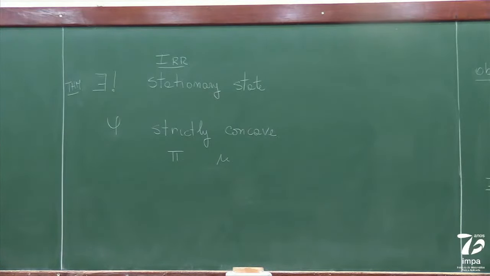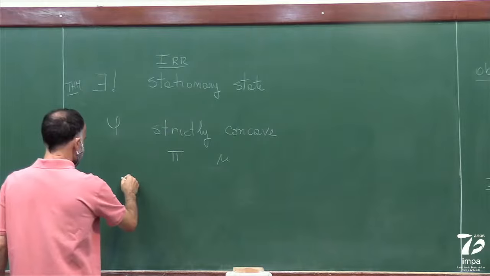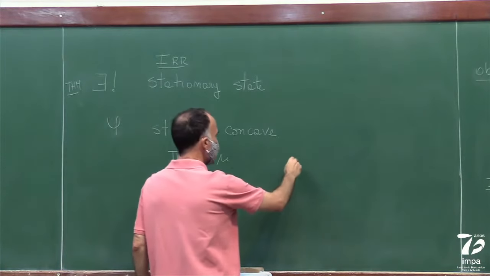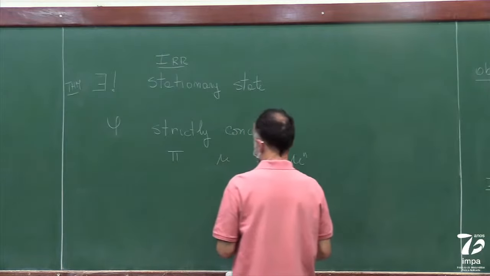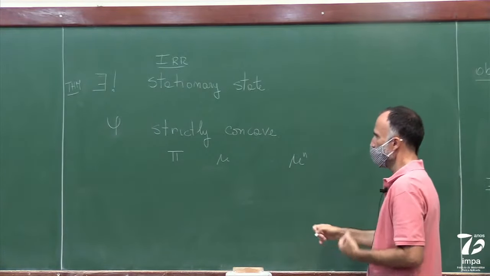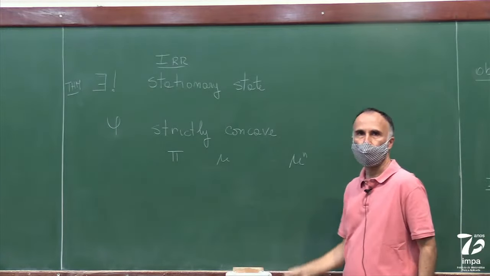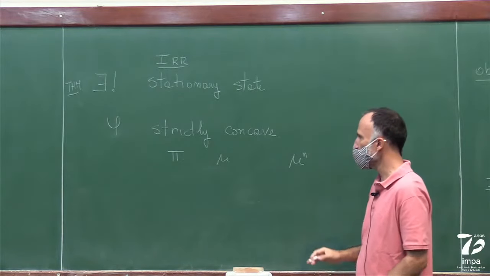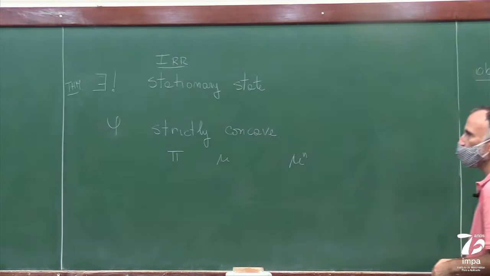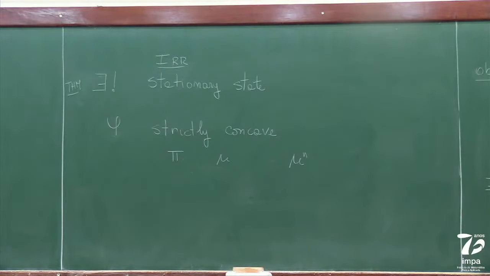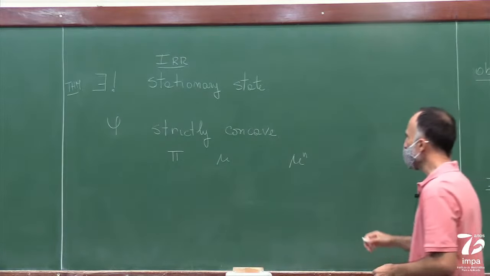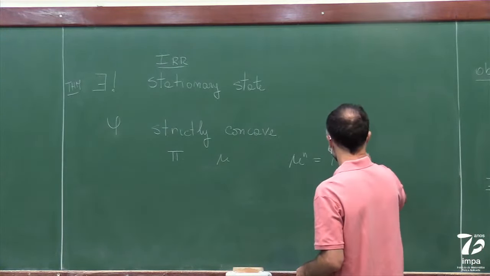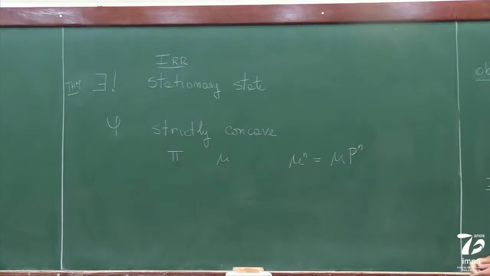Actually, let me take mu any probability measure. So I won't assume that mu is stationary. Let's take any probability measure because the inequality I will prove is interesting by itself and doesn't require mu to be stationary. So let me take mu any probability measure, and let me define mu n as mu pi n. So this sequence is the distribution at time n starting from mu.